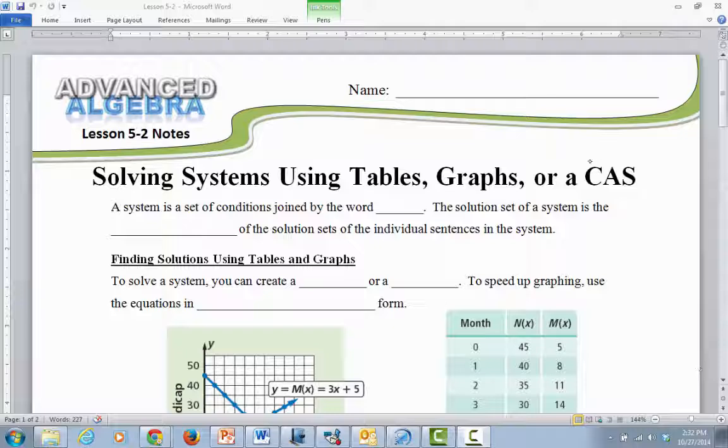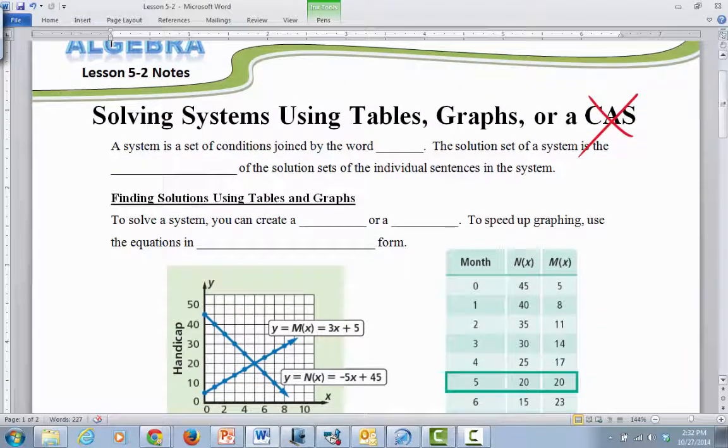And I'm going to cross out the CAS because actually you guys, your new calculators are not CAS. Okay, they're Inspire, and the Inspires can't do what the CASs did. So we'll still do it some with the Inspire, but it'll be a little different than these notes tell you. Okay, so a system is a set of conditions joined by the word and.